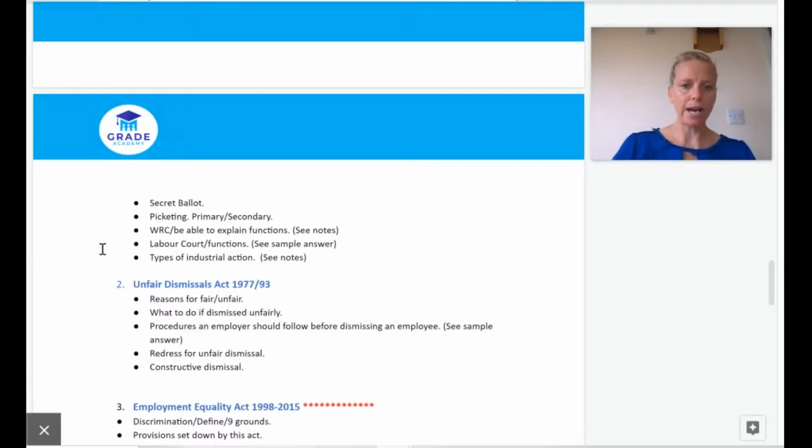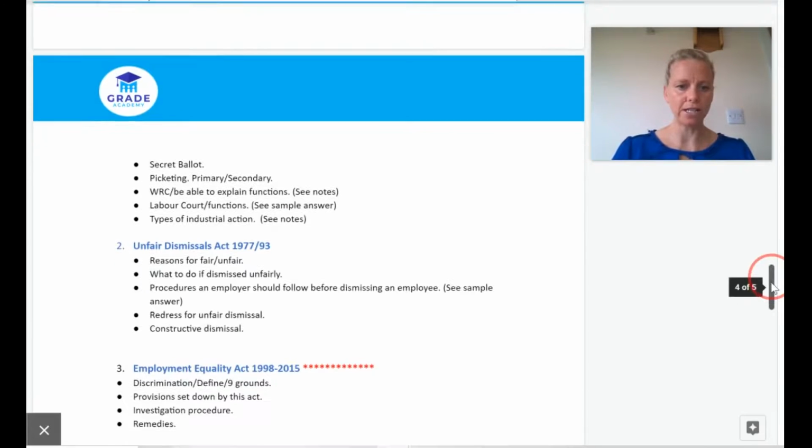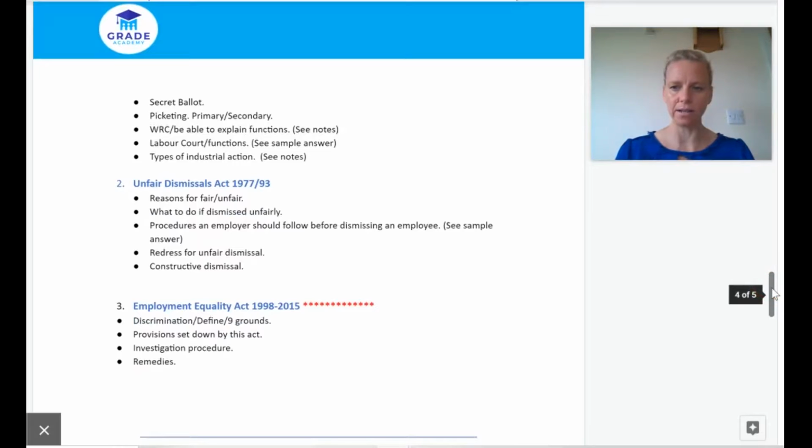So that's our labour court and our functions, and then the different types of industrial action. I've given you notes there on that as well. So the next one we have is our Unfair Dismissal Act, 1977 to 93. Now, all of these dates are probably hard for you to learn. So that's why I said stick them somewhere where you'll see them from now until you sit your leaving cert, or even write them on little cards. So the morning of your exam, you're flicking through them and having a look at those dates. So, Unfair Dismissals Act then, 1977 to 93.